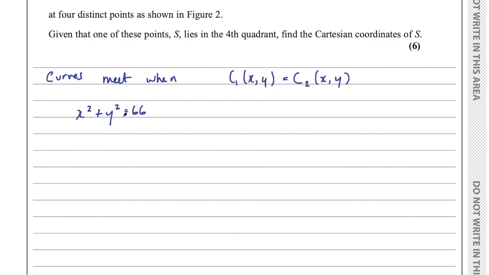So rearranging this in terms of x, we would have x squared equal to 66 take y squared, and then x equal to the square root of 66 take y squared. And we do not have to include the positive or negative, or I'm not going to, because as we know that at S, x is greater than 0. So we know that x is positive, so I'm not going to include the negative solution there.